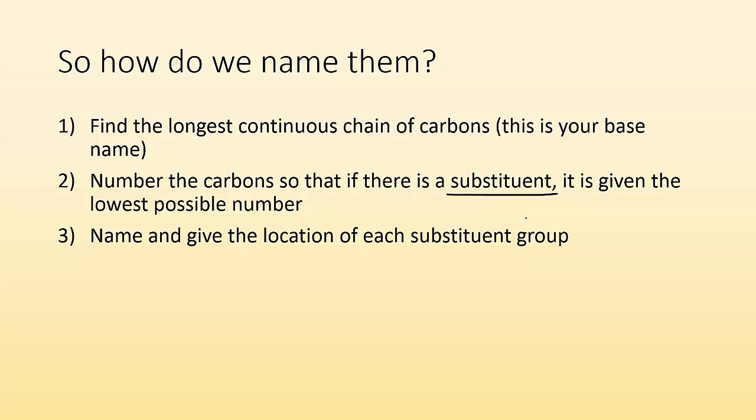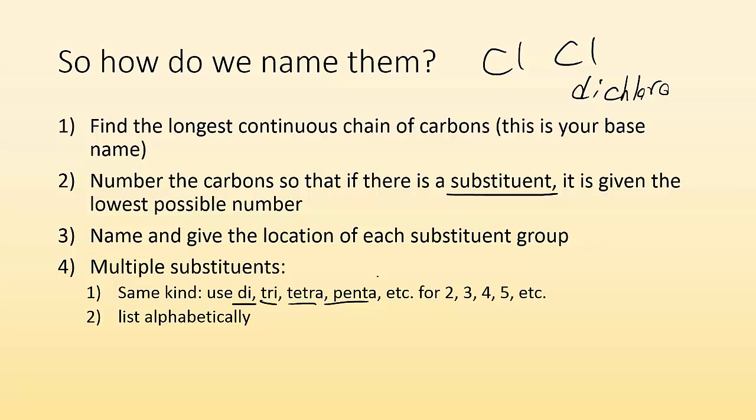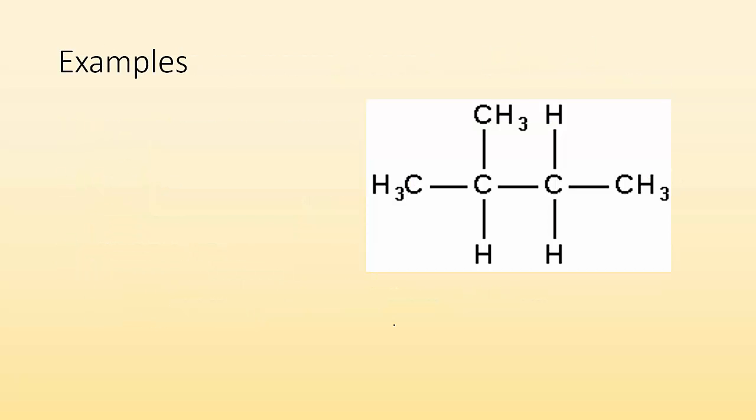Then you name and give the location of each substituent group. And if you have multiple substituent groups, when you go to name it, you put them in alphabetical order. And if you have 2 of the same kind, then you put di. So if I had 2 chlorines, I would say that would be dichloro, right? If I had 3, then I would use tri. For 4 tetra, 5 penta, and so on and so forth. All right, and then you list them alphabetically. So let's take a look at some examples.